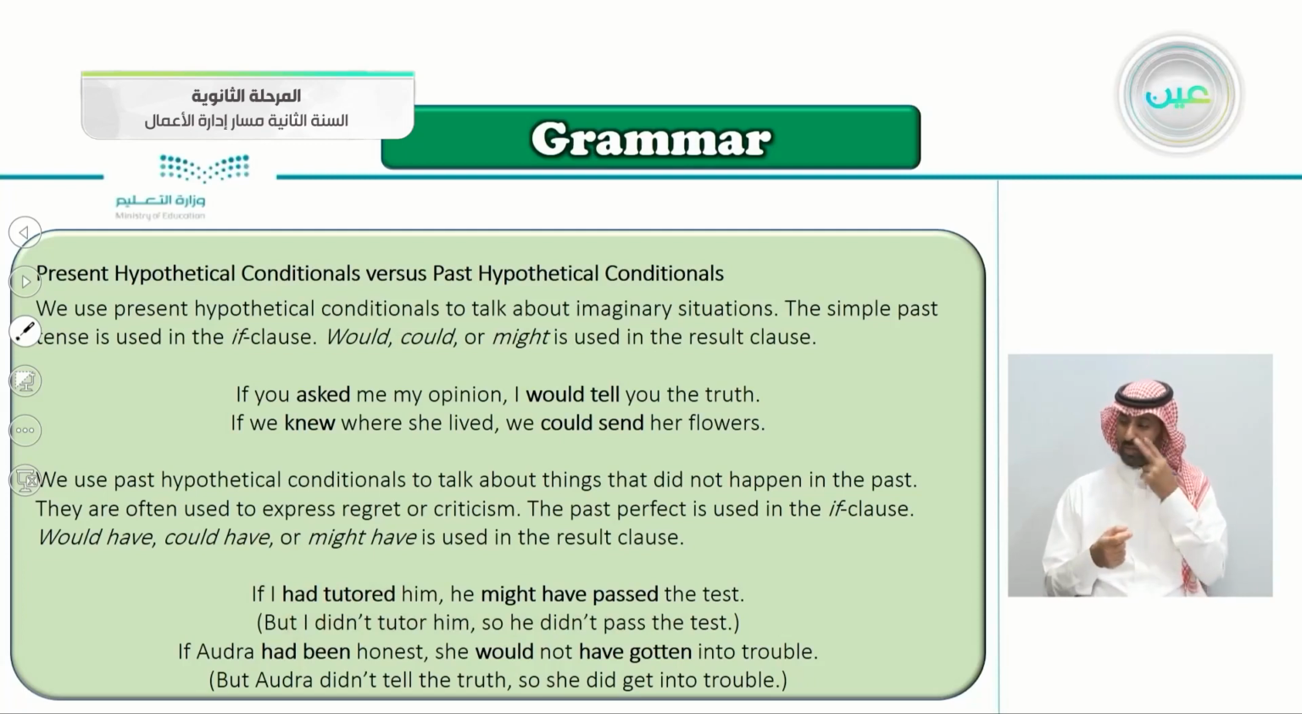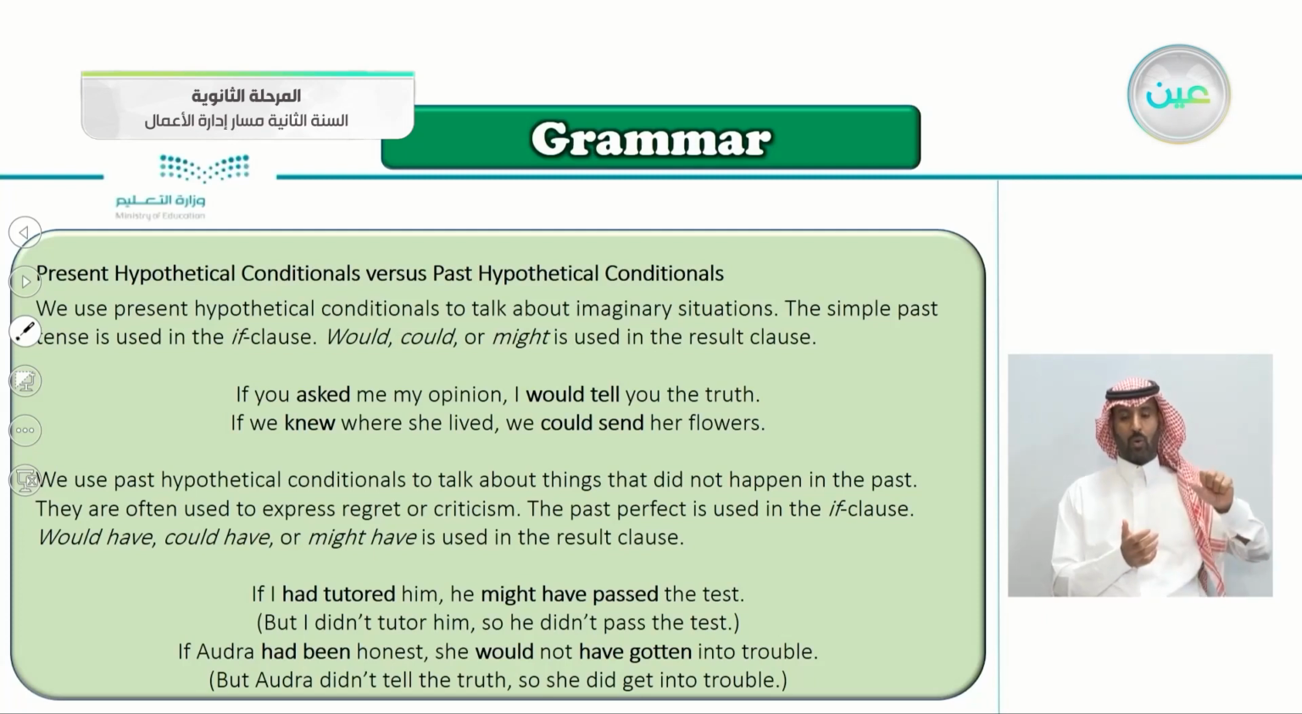Again, another example. If Audra had been honest, she would not have gotten into trouble. Was she honest? No. Because in the hypothetical conditional here, we're saying if Audra had been honest, she would not have gotten into trouble. But Audra didn't tell the truth. This is the reality here. So she did get into trouble.